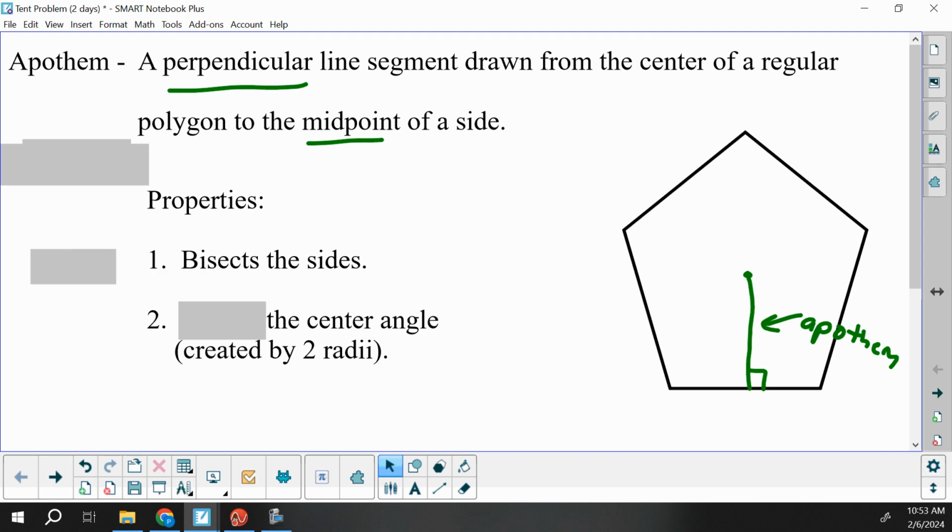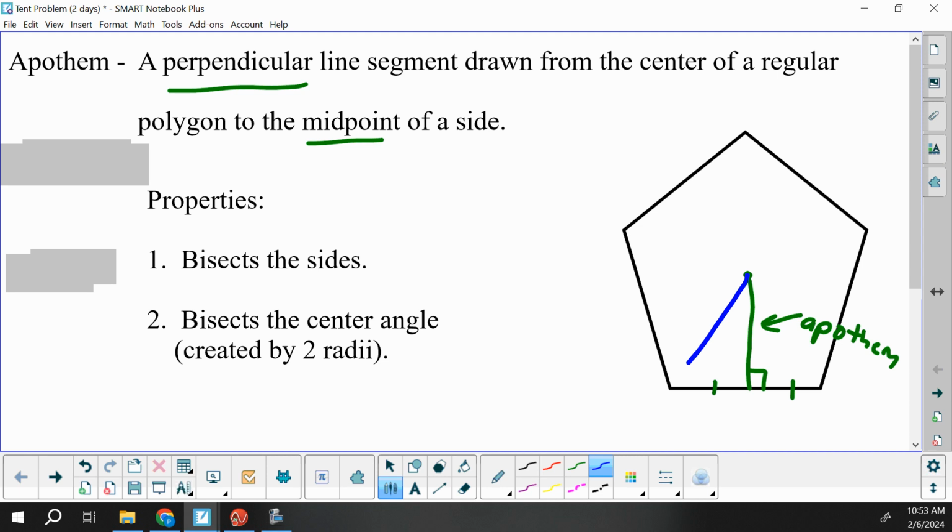So some properties about it: it does bisect the sides because it's going to the midpoint, because midpoint implies two congruent segments. So these two parts end up being congruent. And it bisects the center angle that's created by two radii. So what we're always going to do is just draw in one of the radii. So this is considered our radius here. And the reason we will do that is because it then forms a right triangle.